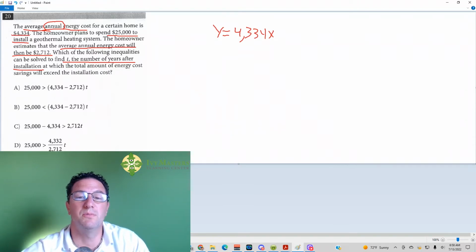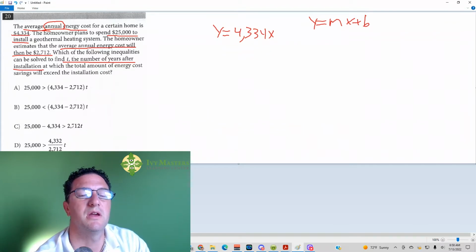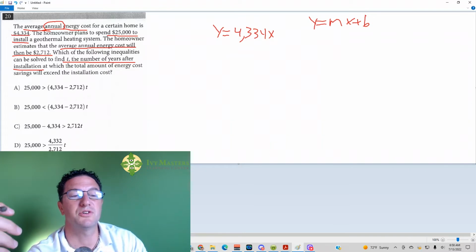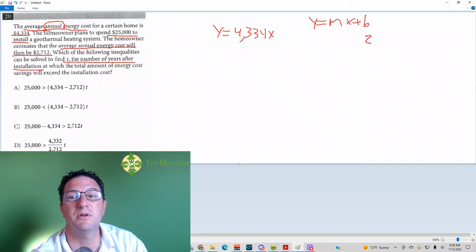Now, there's no y-intercept here apparently, but there are two components to every linear equation: a slope and a y-intercept. Y equals mx plus b. Your m is your slope, your b is your y-intercept. Anytime you see the word initial or begin or start, then you know you've got your y-intercept. Now this one doesn't use those words per se, but it says he's going to spend $25,000 to install a geothermal heating system. So that's a startup cost. That's going to be your b, your y-intercept: $25,000.